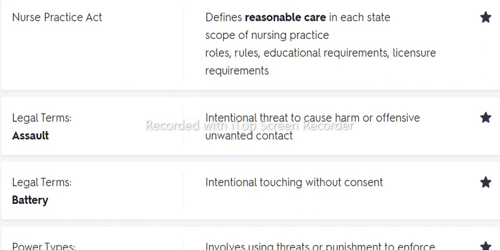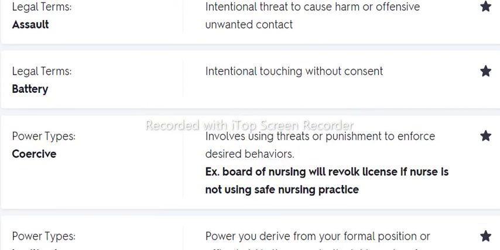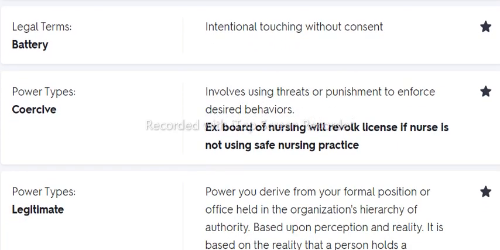Nurse Practice Act defines reasonable care in each state, scope of nursing practice, rules, educational requirements, licensure requirements. Legal terms: assault, intentional threat to cause harm or offensive unwanted contact. Legal terms: battery, intentional touching without consent.